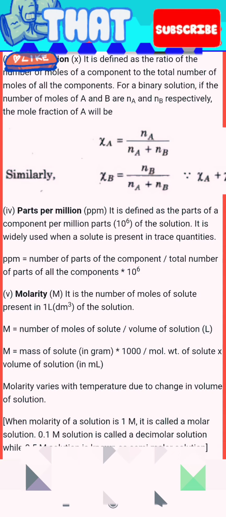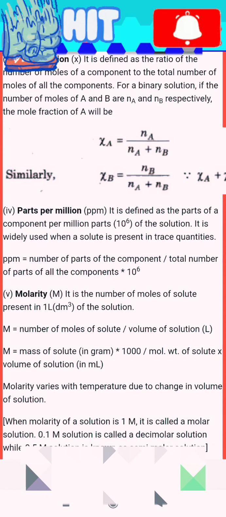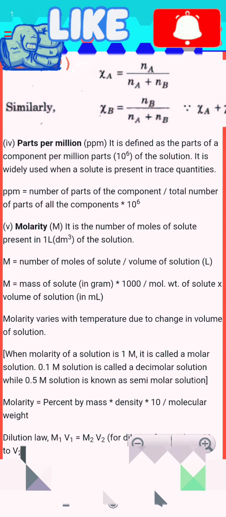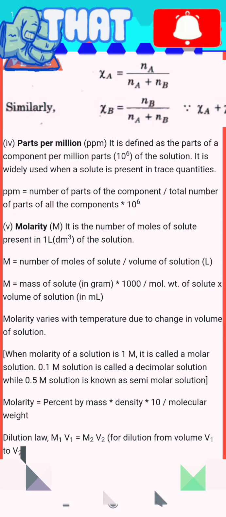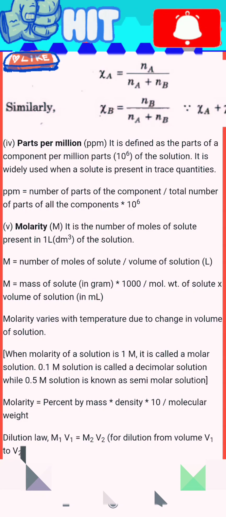When the molarity of a solution is 1 M, it is called a molar solution. If 0.1, it is called a decimolar solution. If 0.5, it is called a semimolar solution. Molarity equals percentage by mass into density into 10 upon molecular weight.